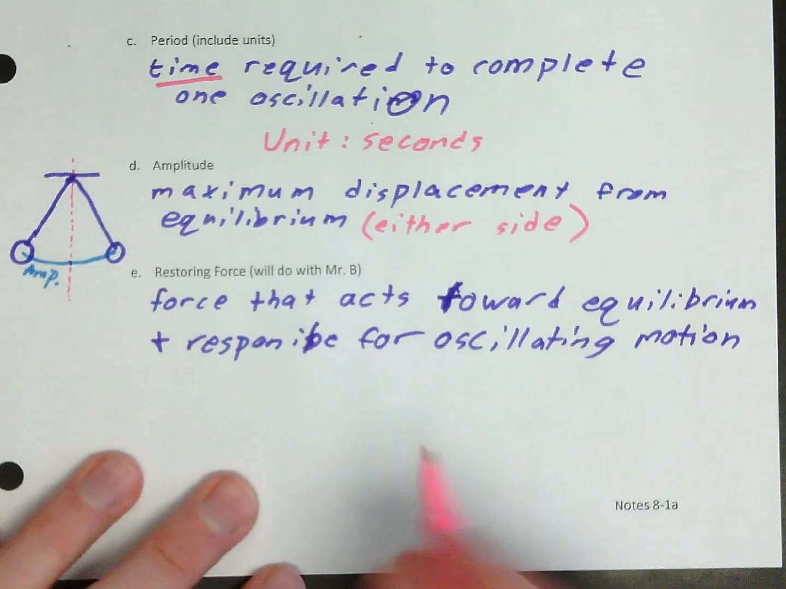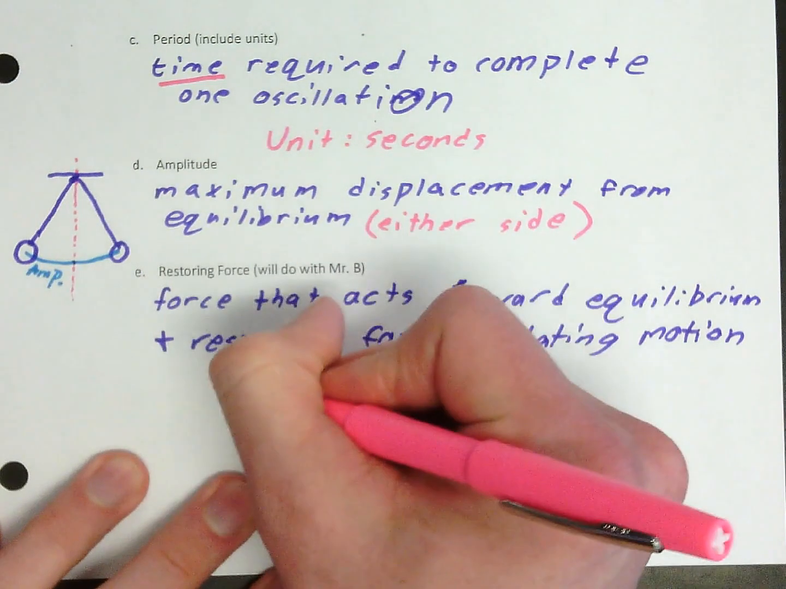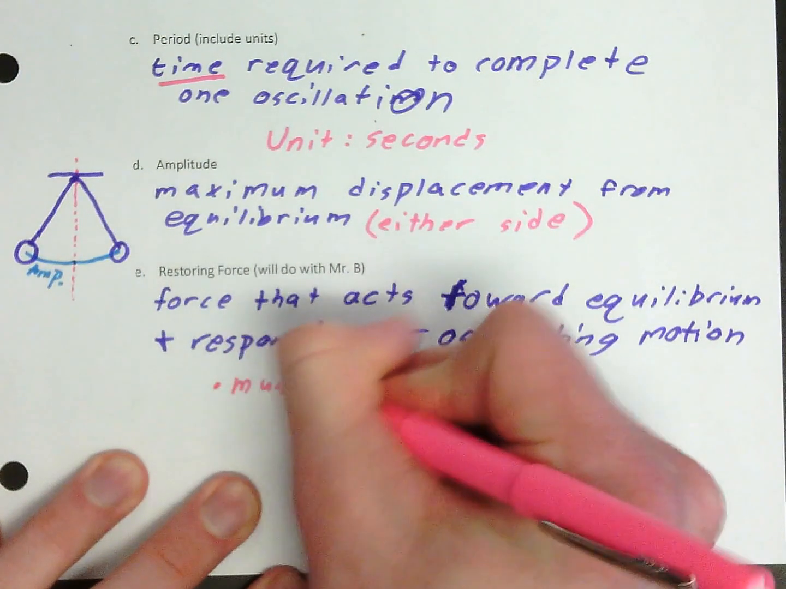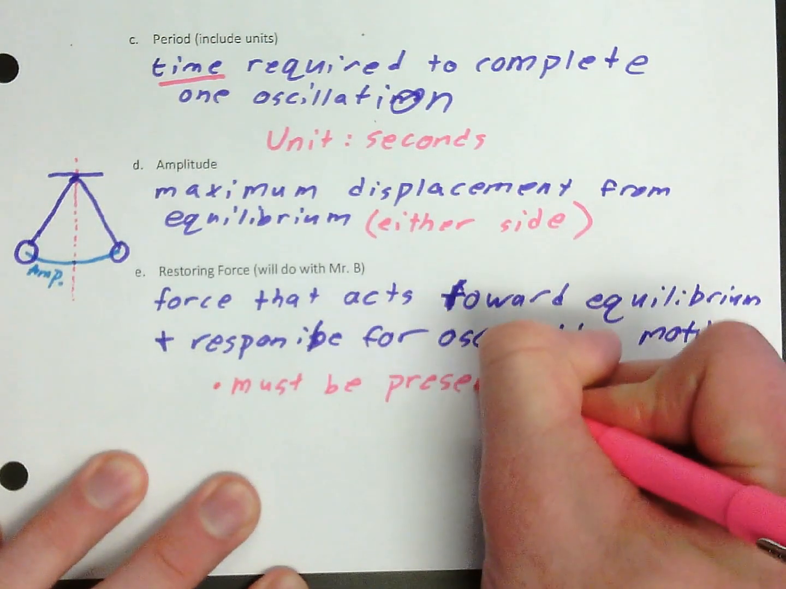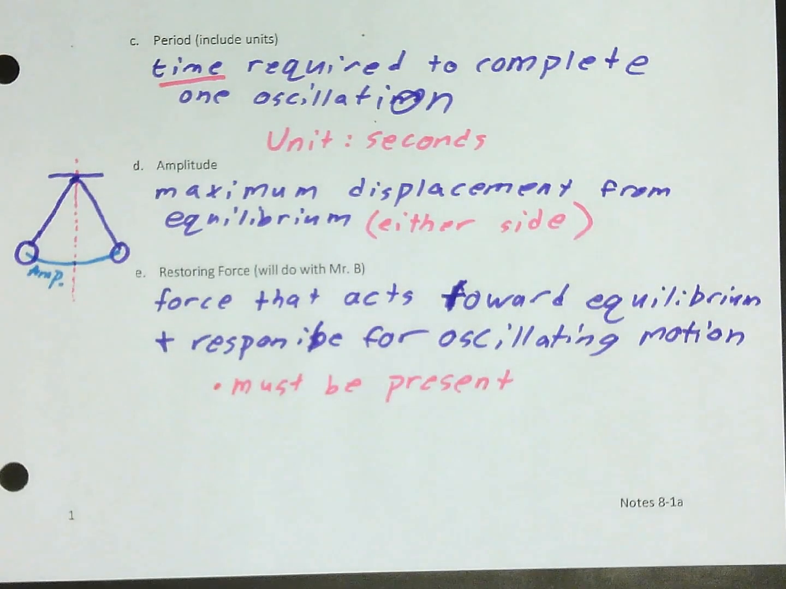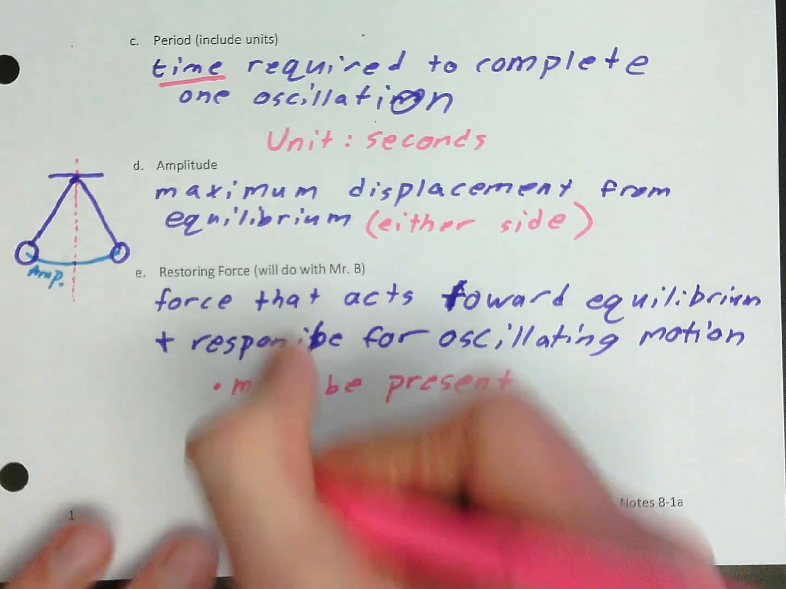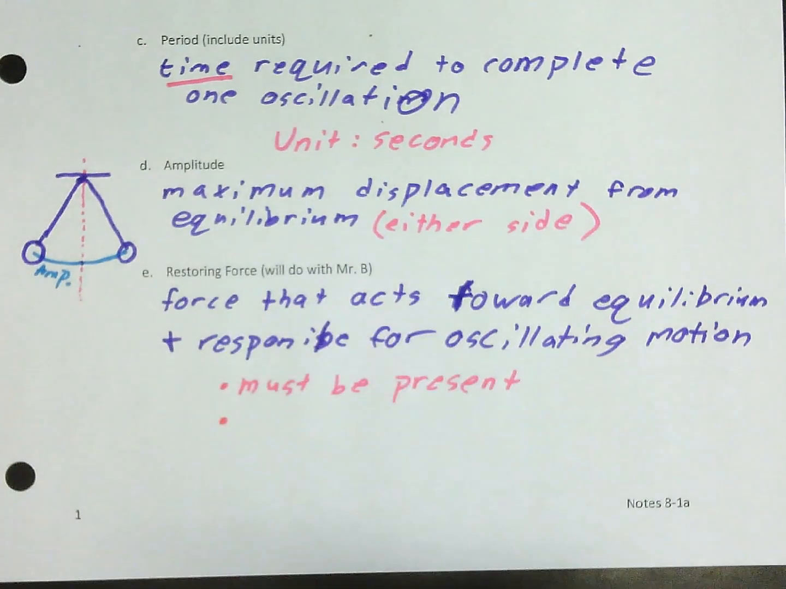Two quick things to add to this. One is it must be present for this to happen. You cannot have oscillations without a restoring force. It will not happen. You have to have a restoring force in order for that to happen. The second thing I want to mention is that it's similar to centripetal force. So on centripetal force, we said that motion around a circle was caused by something else. It was caused by tension or gravity or applied force. But we called that centripetal force when it made it go in a circle. The same is true with restoring force.